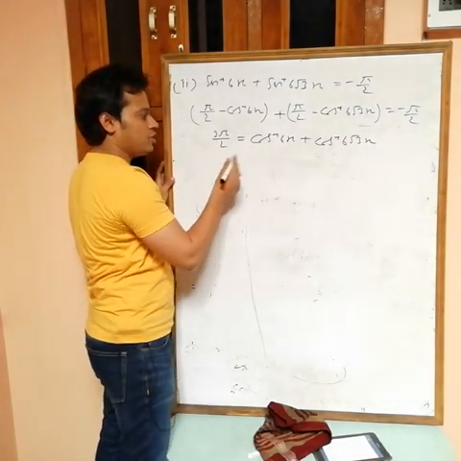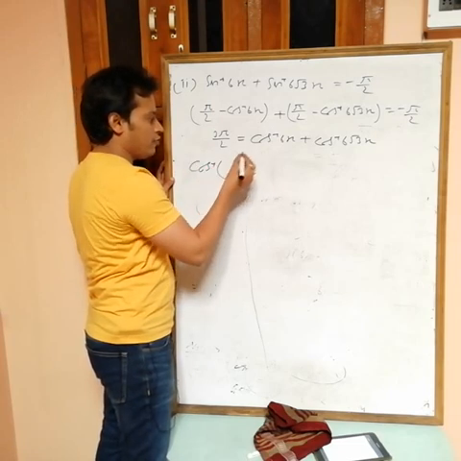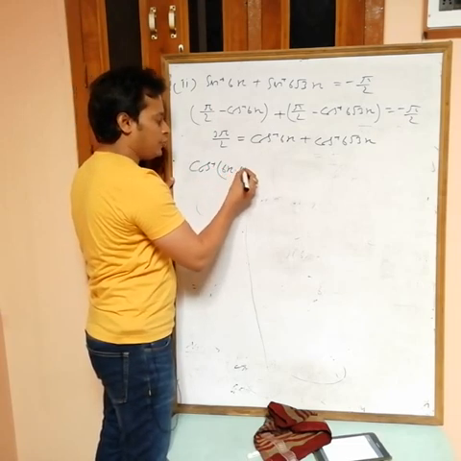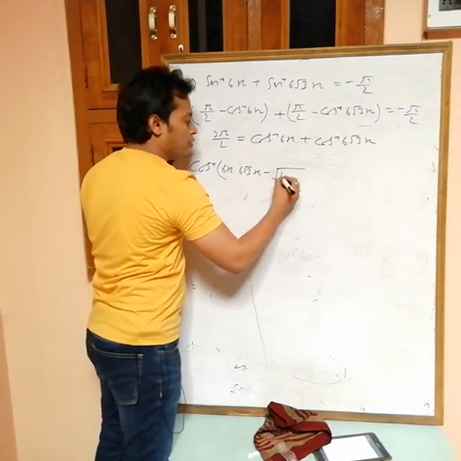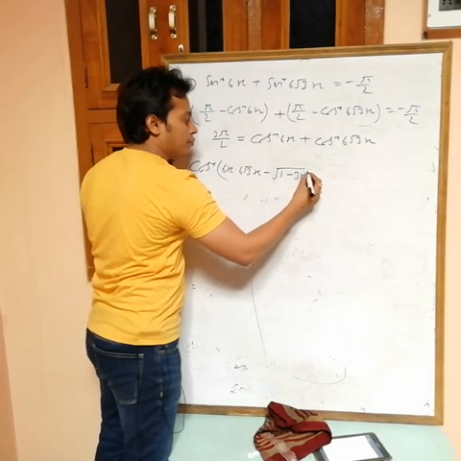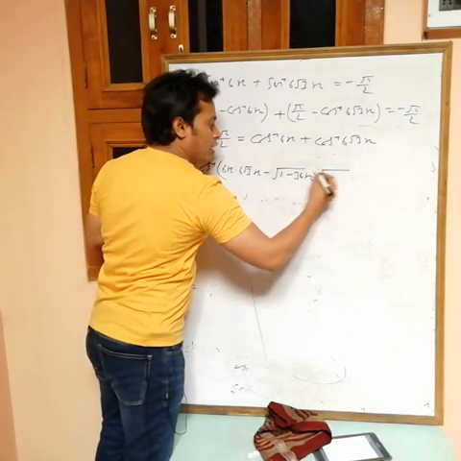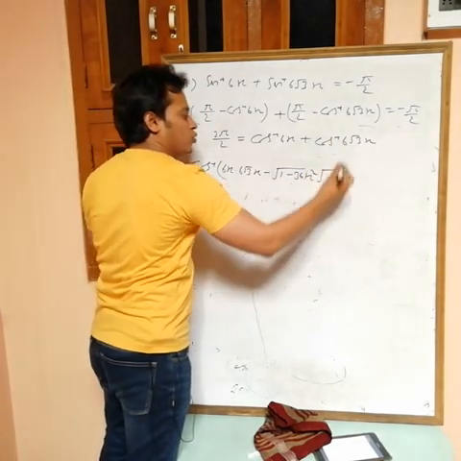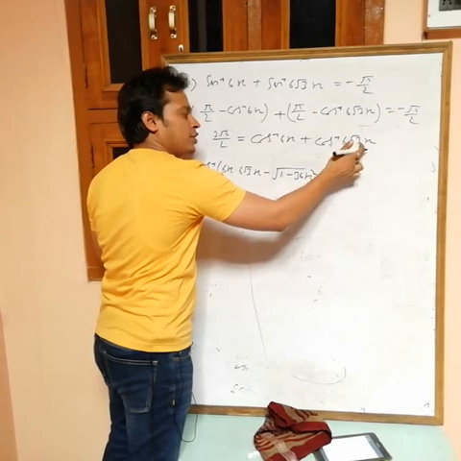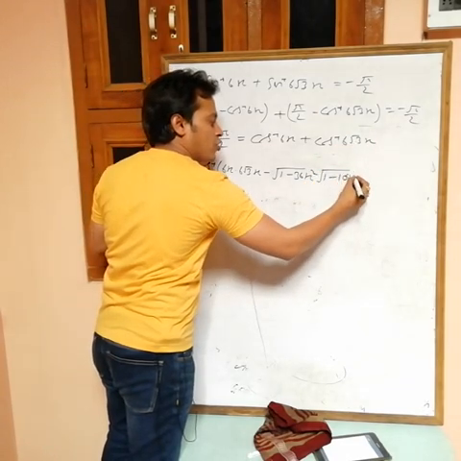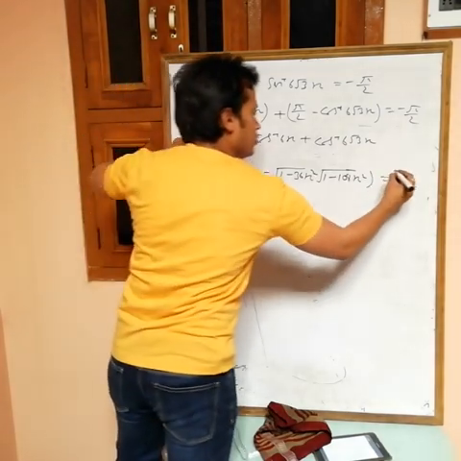If you use the formula for cos inverse x plus cos inverse y, what will you get? Cos inverse of x into y, minus root 1 minus x square, which is 36x square, into root 1 minus y square. This one square is 36, root 3 square is 3, 3 into 36 is 108 x square. And at the side what we have? 3 pi by 2.